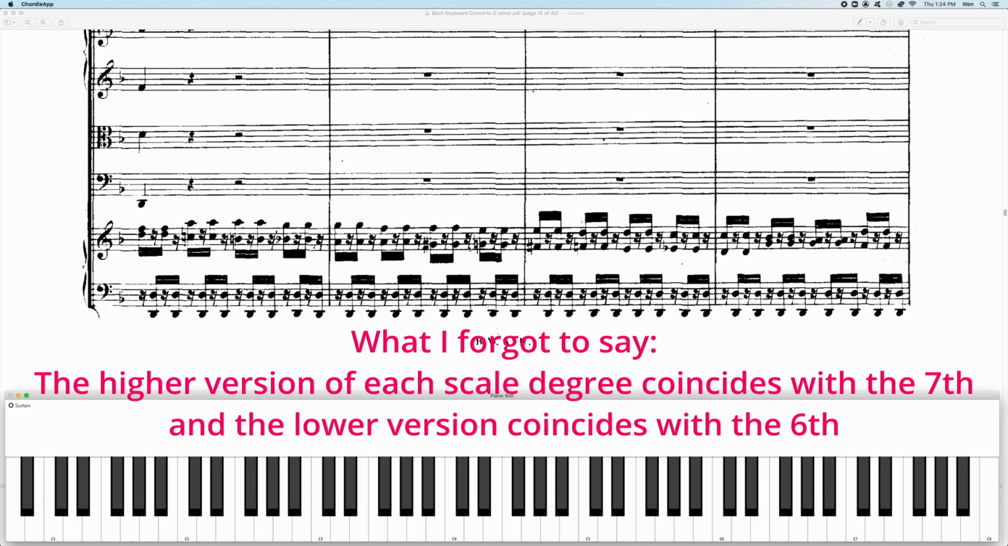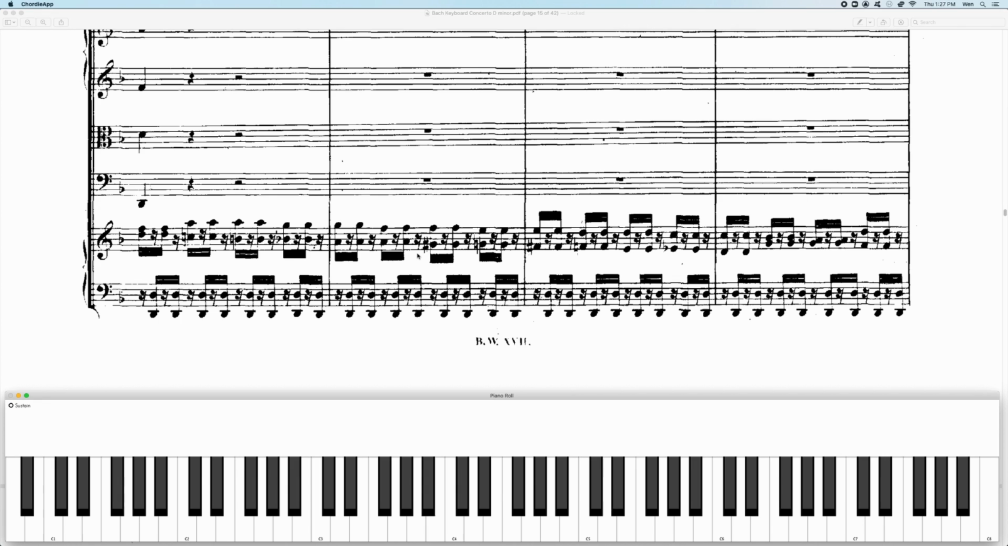G sharp is a raised 4. G natural, the natural 4. And then this one, which has the raised 3 and the lowered 3, the one you'd expect in D minor. So high and low version. And then 2, scale degree 2, and then the flattened version. So we've got a string of 7/6 suspensions with a diatonic line on top, and a chromatic line just below that.